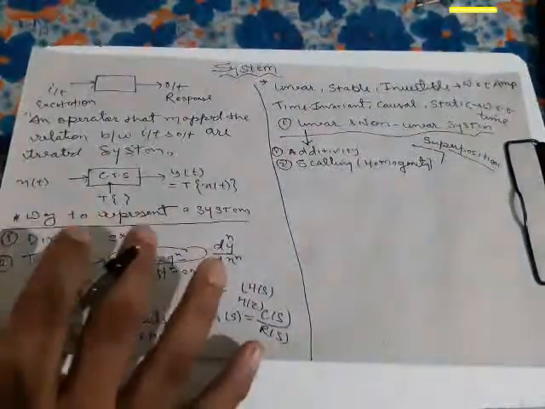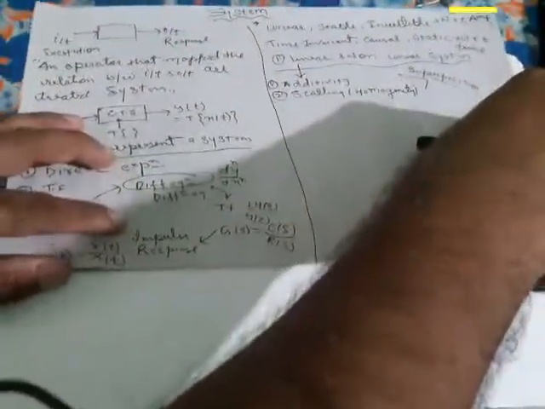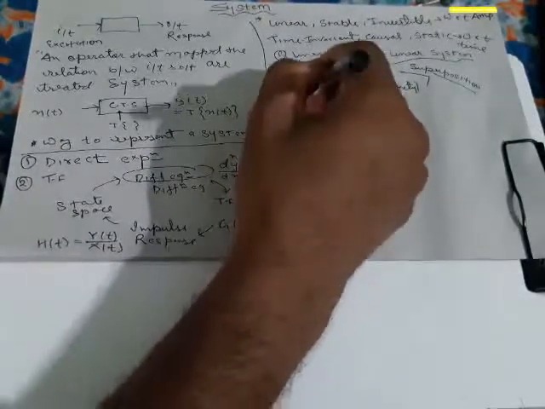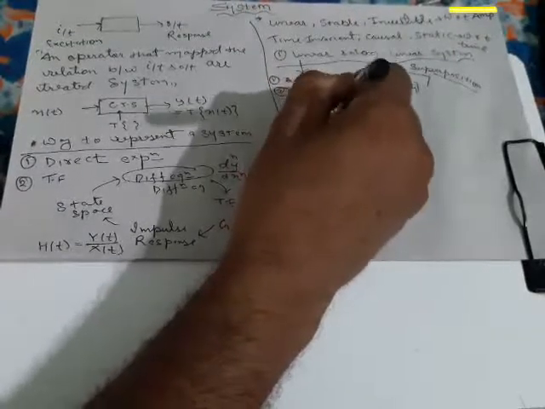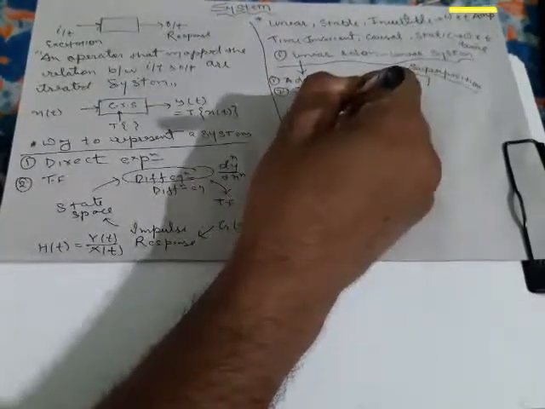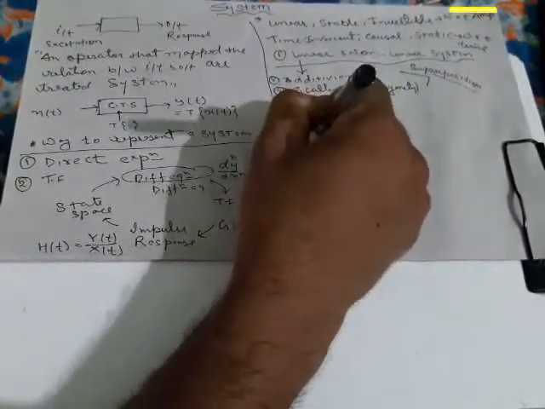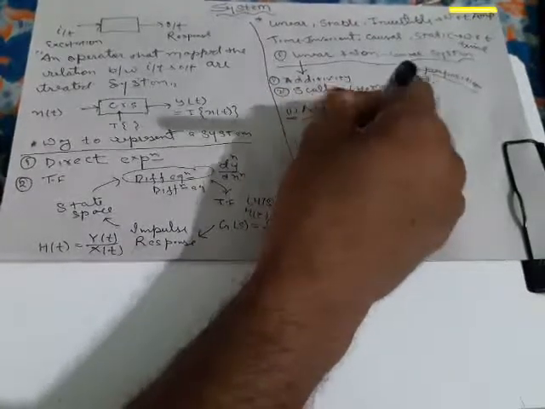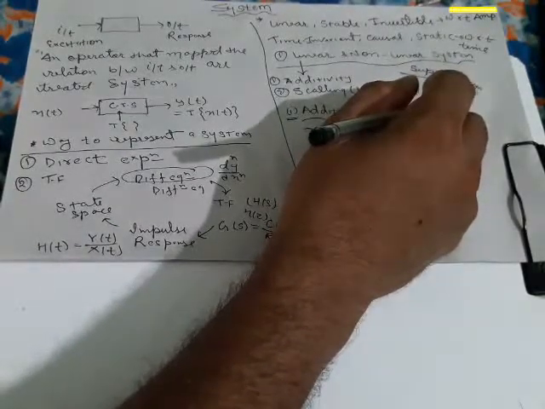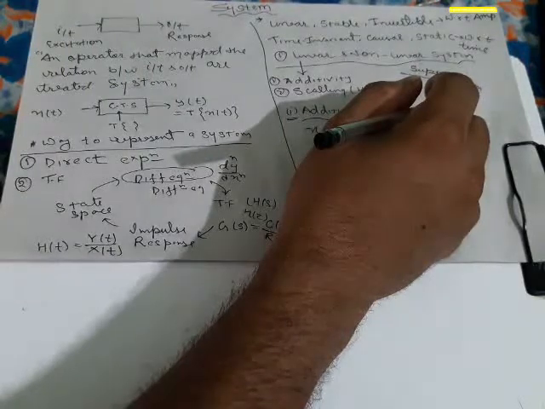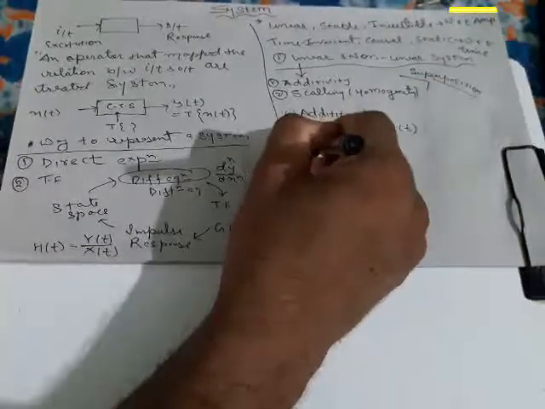A system is linear when it follows the principle of superposition. A system which follows the superposition principle is linear, and a system which is not following superposition, that is additivity and scaling, is a nonlinear system. Now see one problem based on linear and nonlinear.